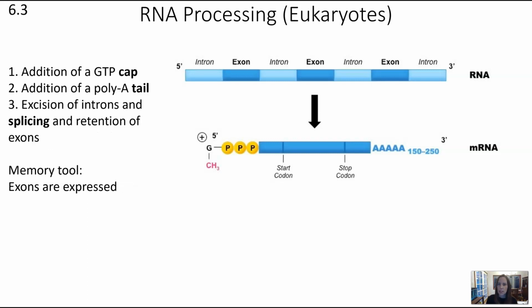The third change that happens during RNA processing is the excision of introns and the splicing and retention of exons. What that means is the exons are kept because those are the ones expressed. The introns are the ones removed. So a memory tool for this: the exons are expressed, so those are what's kept.